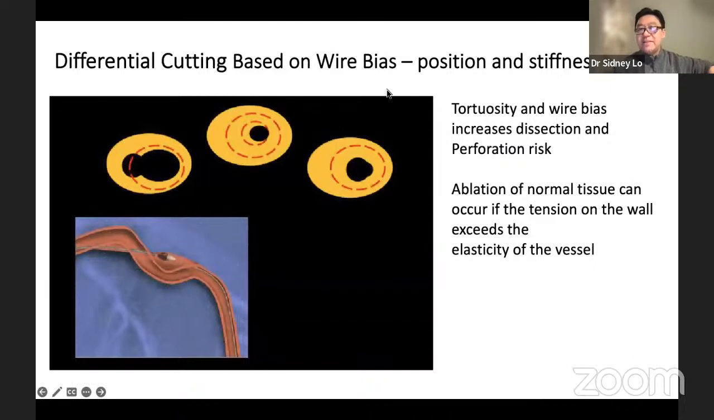Vessel tortuosity is a big problem, and it's a relative contraindication to rotational atherectomy. You can cut where you don't want to cut. In a tortuous vessel, we literally do a satay, a shish kebab. We straighten out a tortuous artery, and there's increased wire bias and tension.